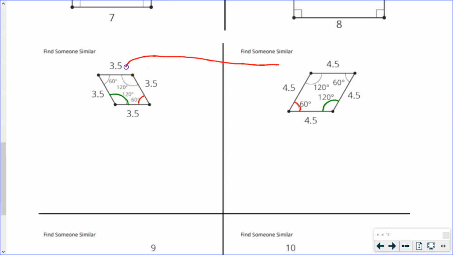How does a 3.5 change to a 4.5? I don't know, so I would have worked backwards to find that scale factor.